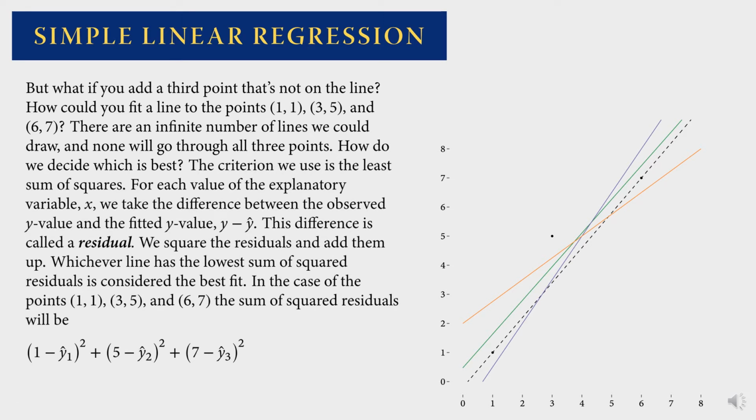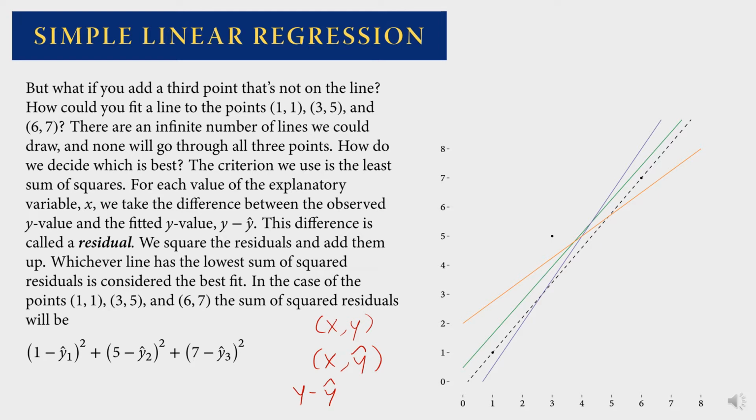There are different ways you could go about it, but the most common is least sum of squares regression. If (x, y) is one of the points from your data, and (x, y hat) is the point on the line with the same x coordinate, then we use the difference, y minus y hat, to measure the distance from the point to the line.